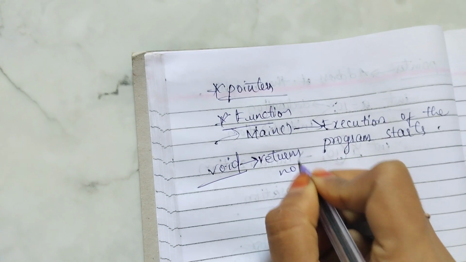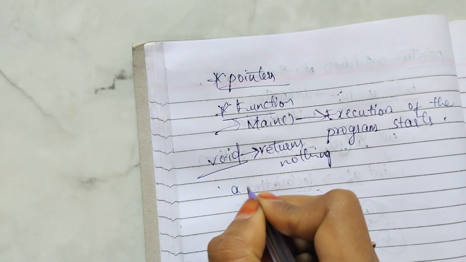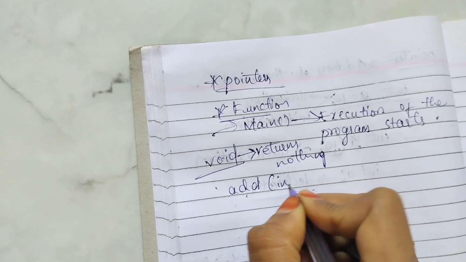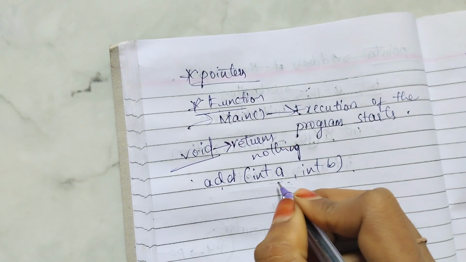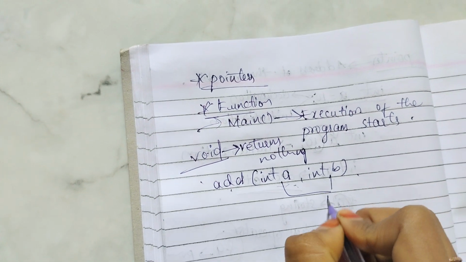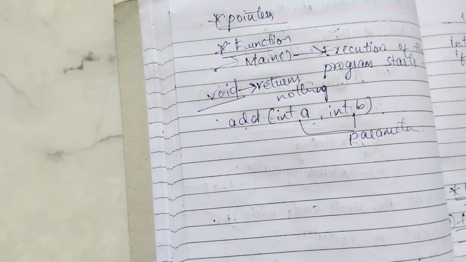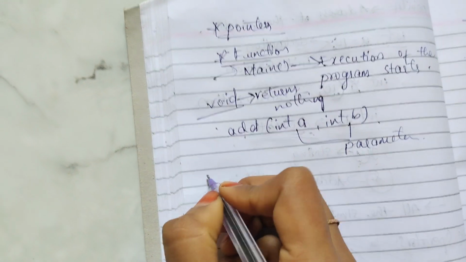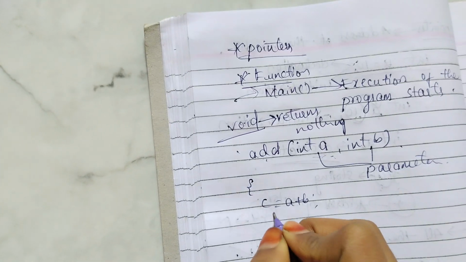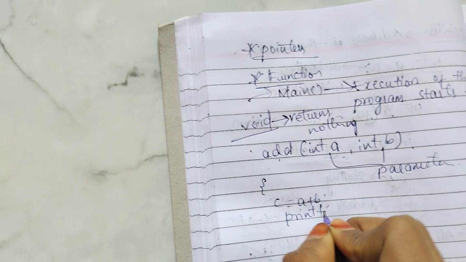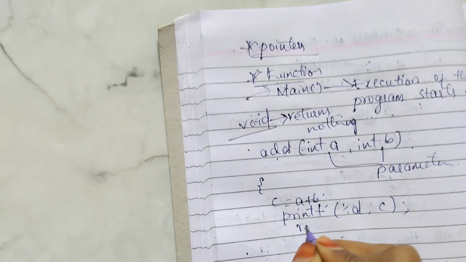Void means null. For example, I'll take add, int a, int b. Here a and b are the parameters. I am just explaining a simple example for understanding. c is equal to a plus b. I'll take printf %d and c, and it will return c.